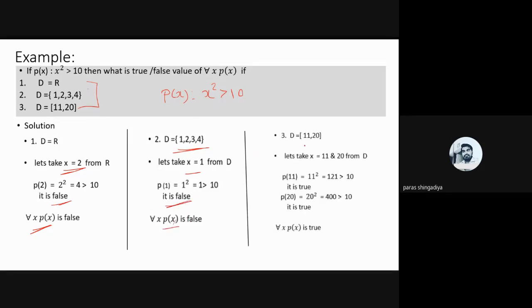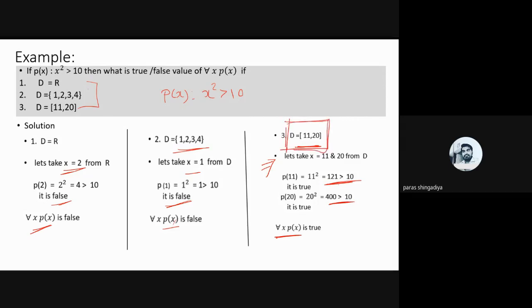And for the third case, d is equal to 11, 20. In this domain two values are assigned, and for 11 it becomes true because 11 squared is 121, and 121 is greater than 10, which is true in mathematics. Similarly 20 squared is 400, greater than 10, it is also true, and therefore for every x, p of x becomes true.